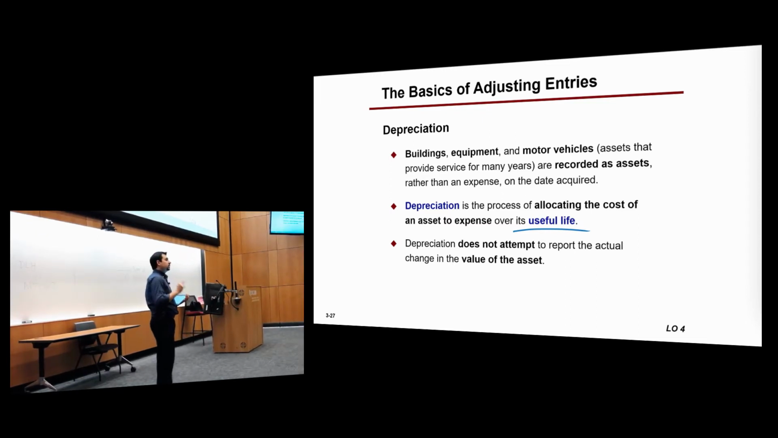Deferrals are transactions where cash was exchanged in advance. Whether the company paid in advance for a certain service that they will receive in the future, that would be a prepaid expense, like an insurance policy, remember that? Prepaid rent. On the other hand, you also have unearned revenue. Those are instances where the company received cash for services that they will provide in the future. So they have not earned them yet. We talked about different types of deferrals.